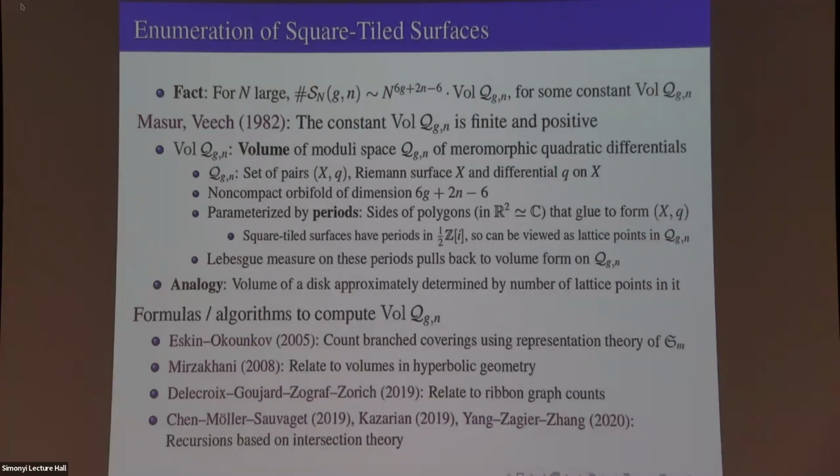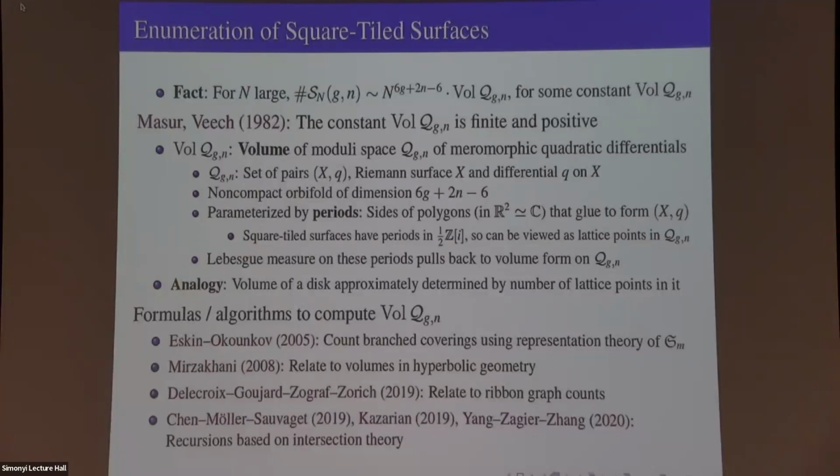Now there are various formulas or algorithms to compute this volume, which are all somewhat complicated. I think maybe among the earliest was due to Eskin and Okounkov back in 2005, and they used basically asymptotic representation theory. They interpreted this as counting branched coverings, and they used Hurwitz theory, or asymptotic Hurwitz theory, to do that. Another approach goes back to Mirzakhani in 2008, who related it to volumes that appear in hyperbolic geometry.